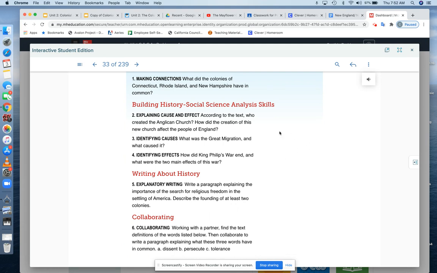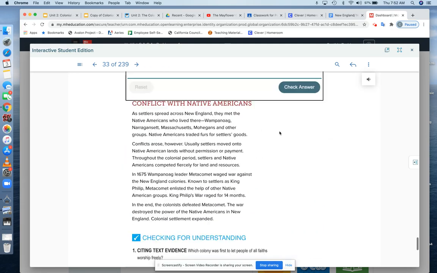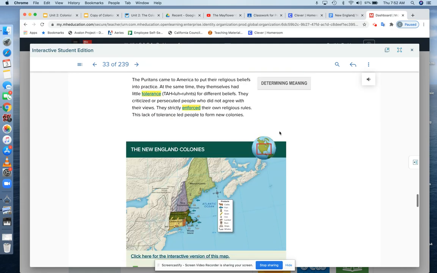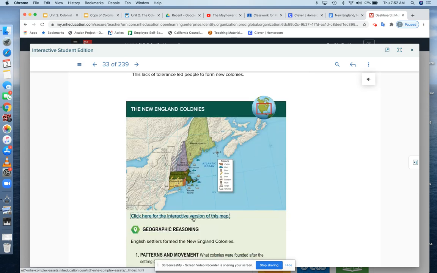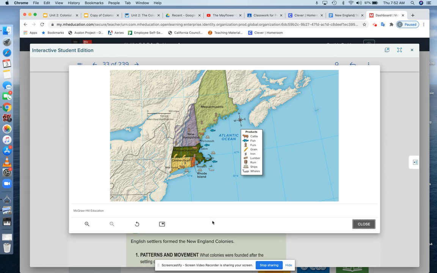Now, I did want you guys to take a look at, in New England, what goods were being exported. And that's this image right here. So for number 12, what goods were New England colonies producing or exporting? You see that one of the things they're trading is furs, fishing off the coast. They're producing iron resources. They're producing timber or wood by chopping down the forest.